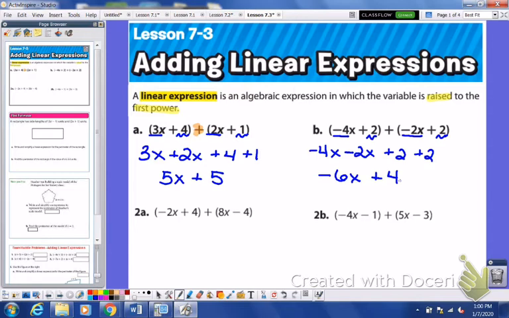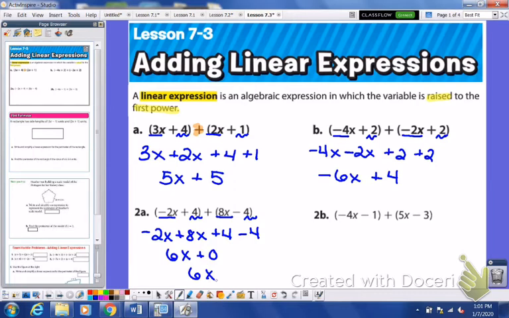Alright, 2a. Negative 2x plus 4 plus 8x minus 4. I'm going to go ahead and rewrite this again so that our like terms are next to each other. Negative 2x plus 8x plus 4 minus 4. Negative 2x plus 8x. Negative 2 plus 8 gives us a positive 6x plus 4 minus 4. 4 minus 4 is 0. If I add 0 to anything, going back to our properties, it's the same thing. So our final answer is just 6x.